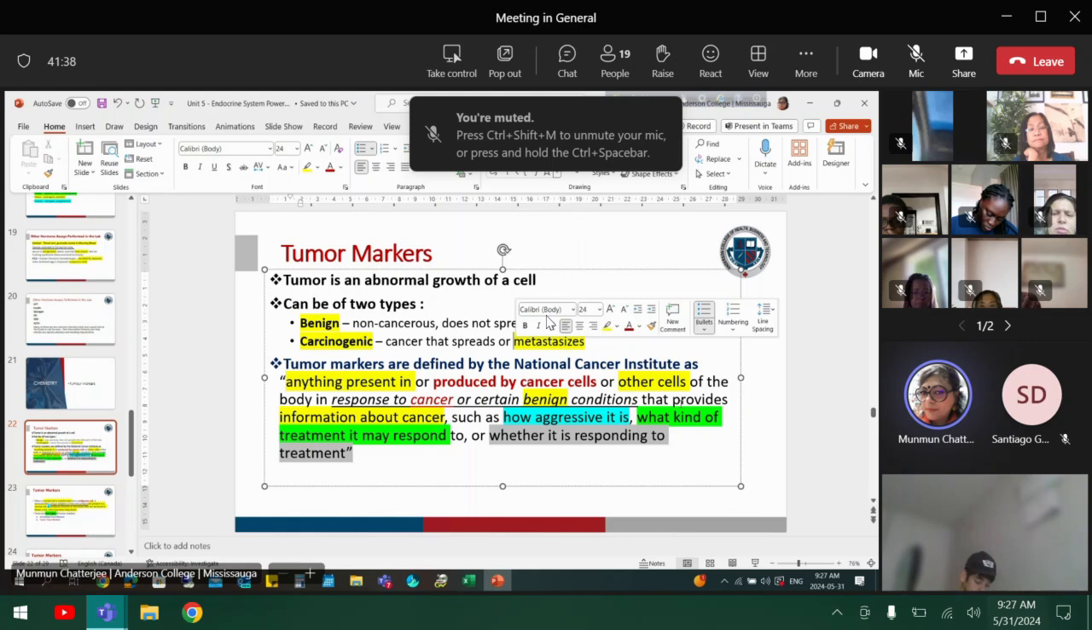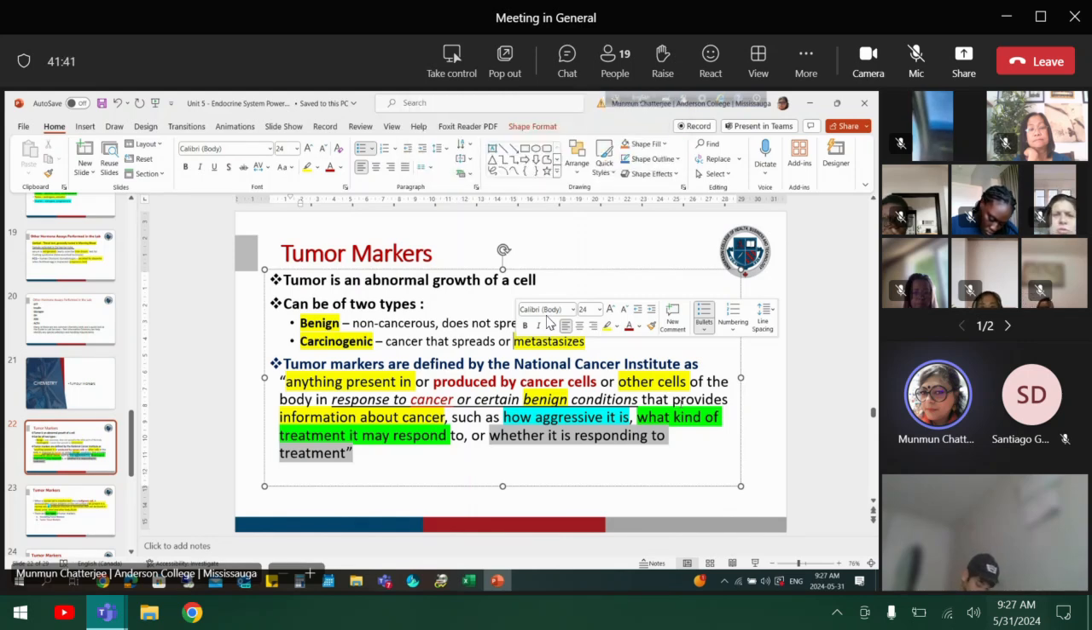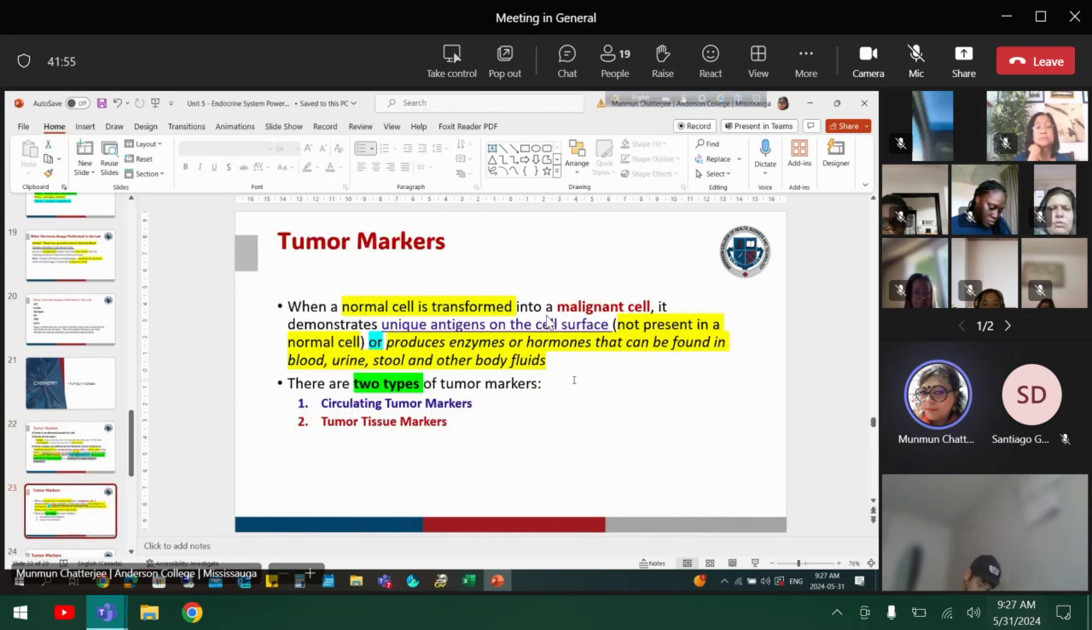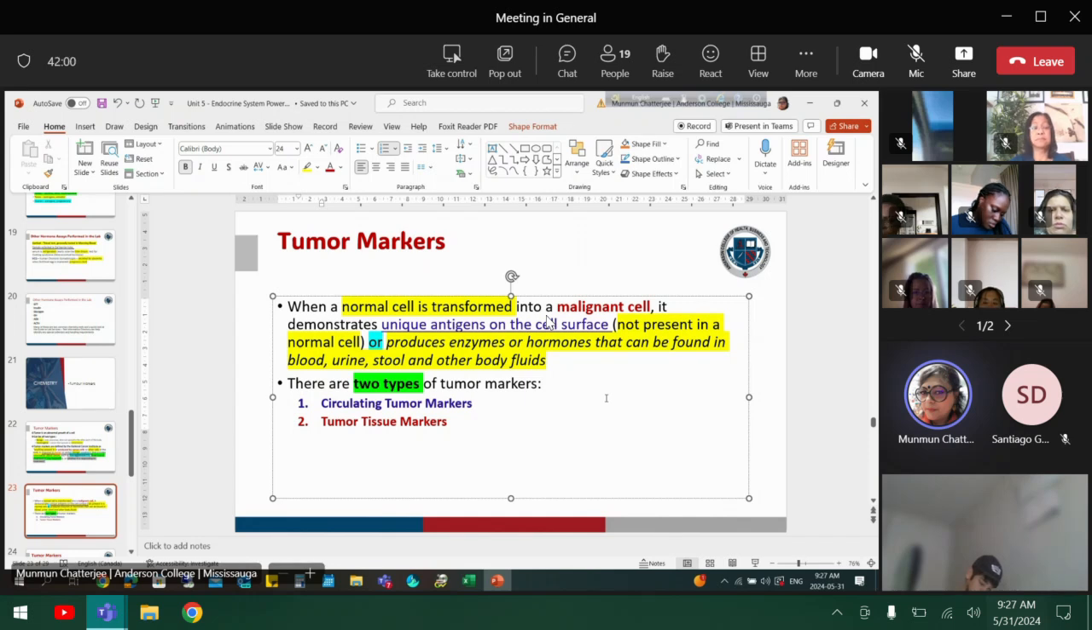Okay, there are no treatment options anymore. Even if we do, nothing can be done. It may be worse sometimes. So that is the importance of the tumor markers. So we have two types of tumor markers.